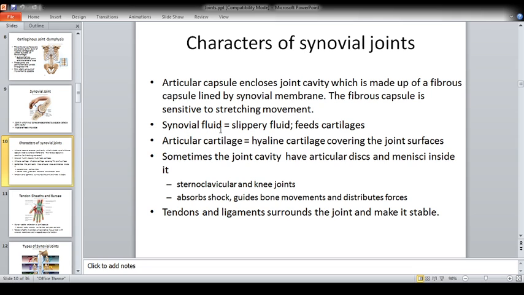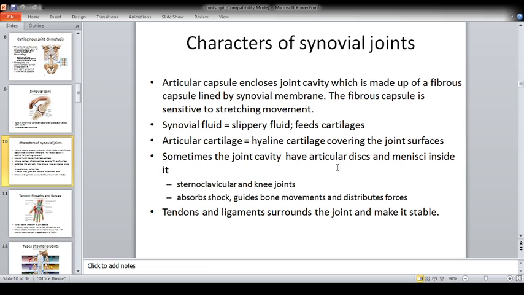Then there is the synovial fluid. Synovial fluid is present in the synovial cavity. It is a slippery fluid that would feed the cartilages. So it would keep in contact with the cartilages and keep them wet. Moreover, there is the articular cartilage. Articular cartilage is present on the ends of both bones. It is in fact hyaline cartilage which would cover the joint surfaces.